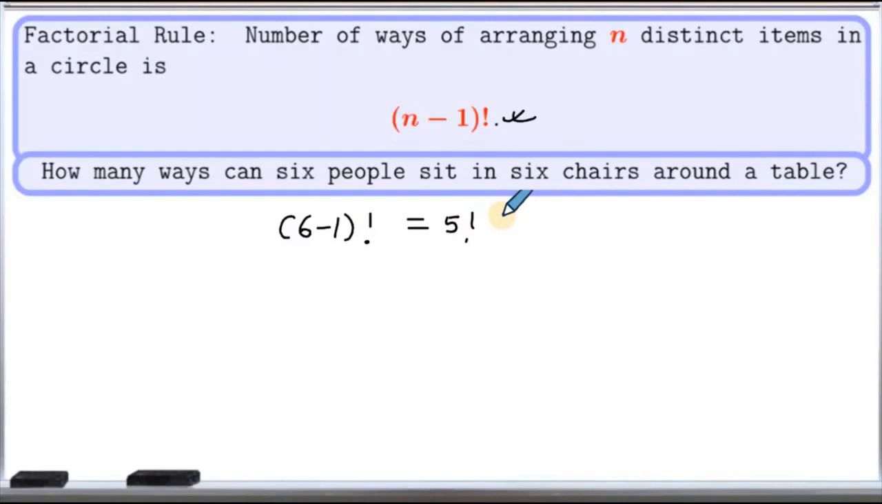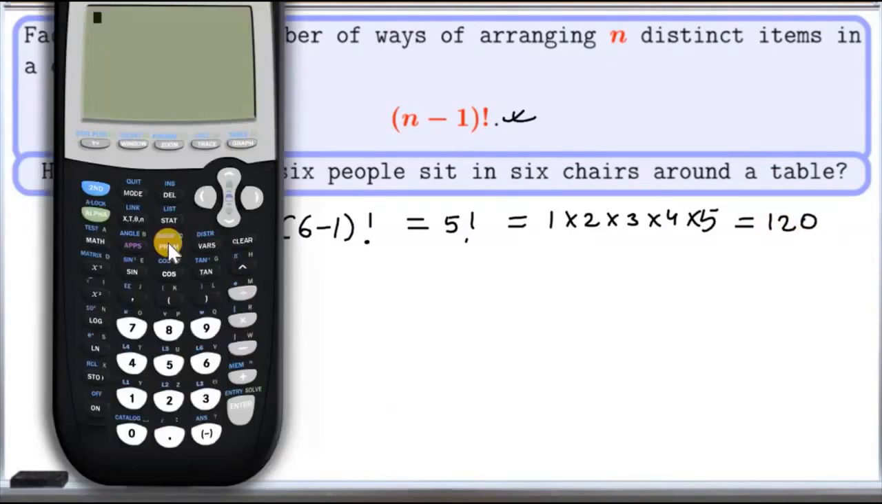So 6 minus 1 factorial is equal to 5 factorial. And 5 factorial means the product of numbers from 1 to 5, which comes out to be 1 times 2 times 3 times 4 times 5 equals 120. Now let me show how to get 5 factorial in a calculator. So type 5, then go to math, then use this arrow key to go to probability, then use this arrow key to go to number 4, then hit enter. So this gives us 5 factorial, which is 120.